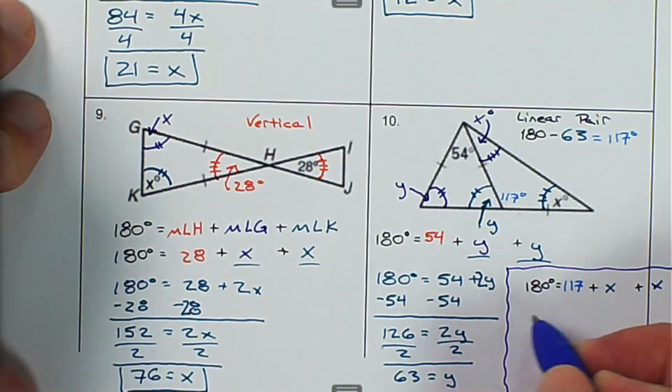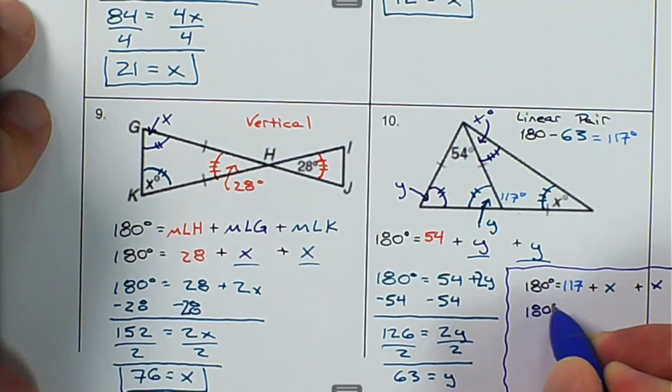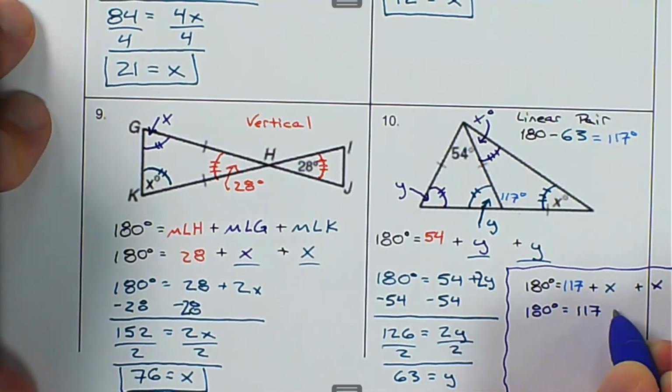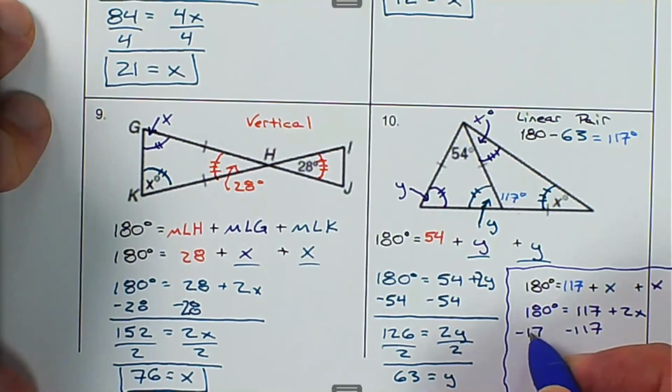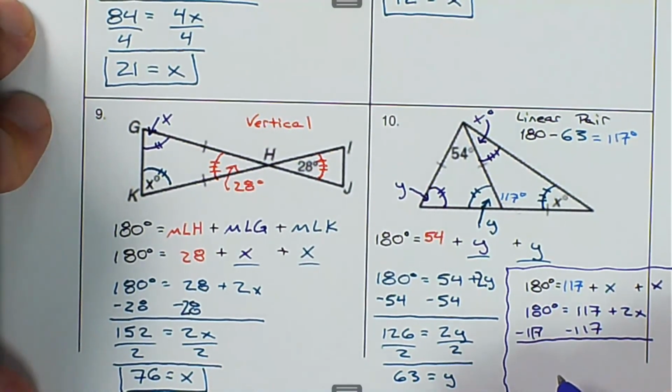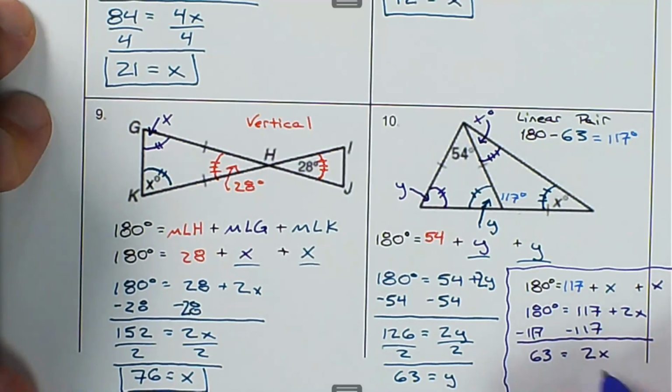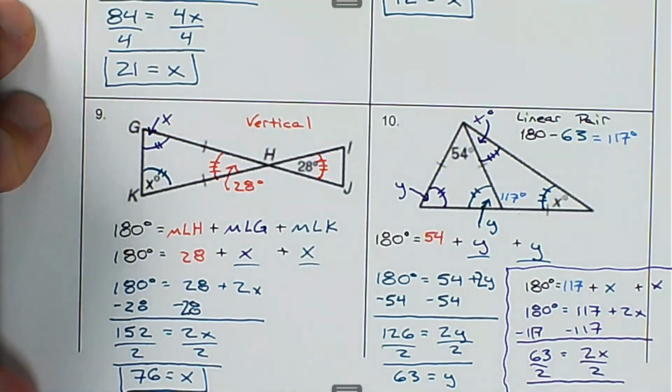And we can combine like terms. So we have 180 degrees is equal to 117 plus 2x. We can subtract 117 from both sides. And then we get 63 is equal to 2x. And then we can divide both sides by 2. And then we get 31.5 is equal to x.